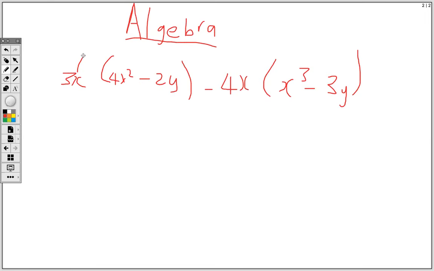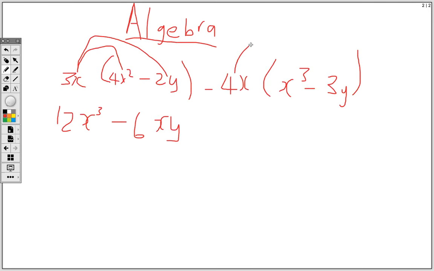Here we have another example, and let us start by expanding. So we're clearing the bracket. So we have 3x times 4x squared. Now the 3 times the 4, we get 12. And the x times x squared gives us x cubed. Then we multiply the next two. So you have 3 times negative 2, that's negative 6. And x times y gives us xy.